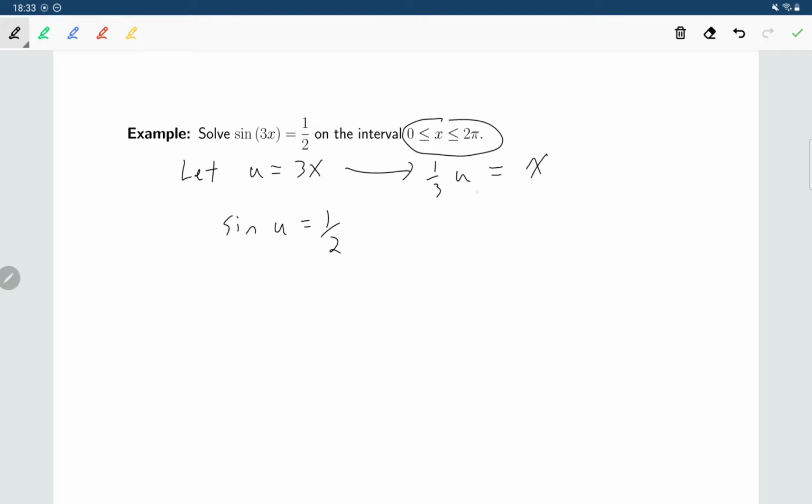So that means that instead of saying 0 is less than or equal to x is less than or equal to 2 pi, you could say 0 is less than or equal to 1/3 u is less than or equal to 2 pi. And then you could multiply everybody by 3 to get rid of that third. And that means that what you would actually have for your values of u would be that u is between 0 and 6 pi.